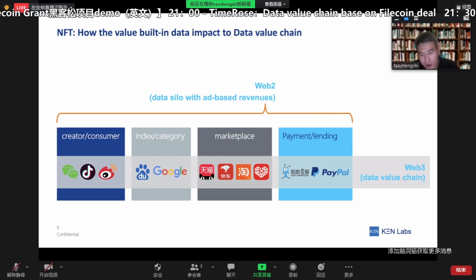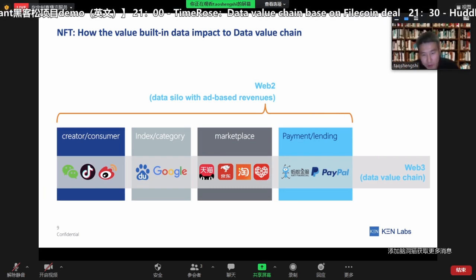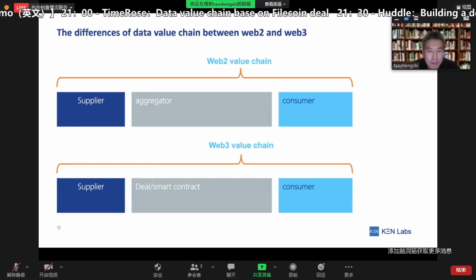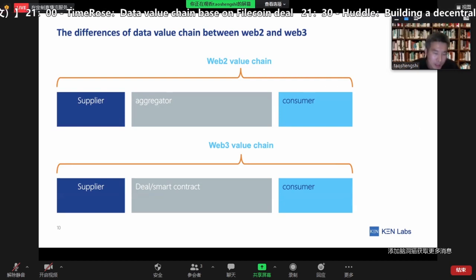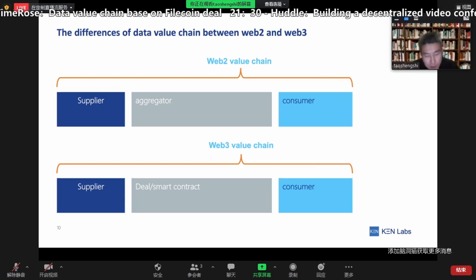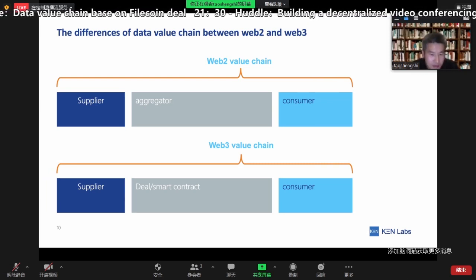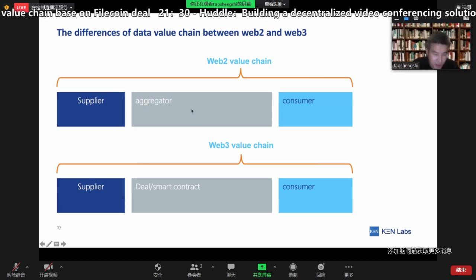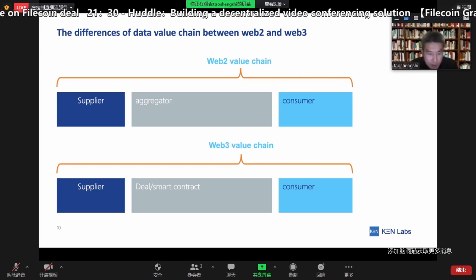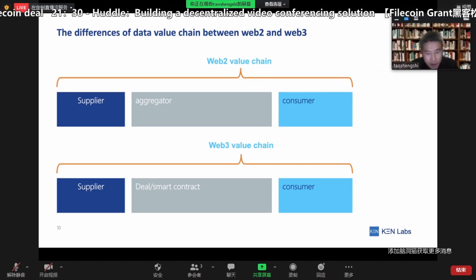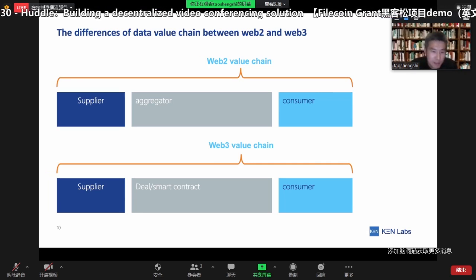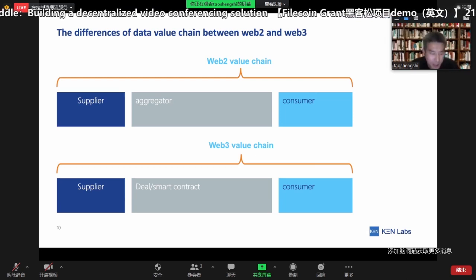That is the basic thinking of TimeRose, why we do TimeRose. And we think the difference in the data value chain between Web2 and Web3 is the aggregator and the deals. The most important part is aggregators and deals. You can see that the creator, supplier and consumer are the two endpoints of the chain, and in the middle of the chain are the aggregator and the deals.